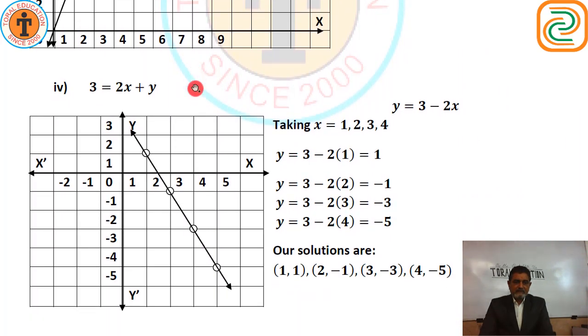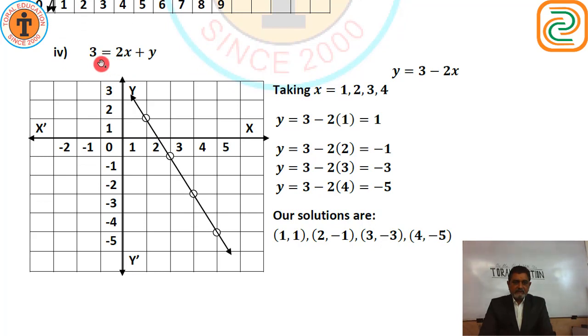Next, sum number 4: 3 equals 2x plus y. So what I have done: y equals 3 minus 2x. This is y, and 2x will go there and it will be negative. Y equals 3 minus 2x. Taking x equals 1, 2, 3, 4. Whatever the subject is, we have to take values of the opposite variable, x.